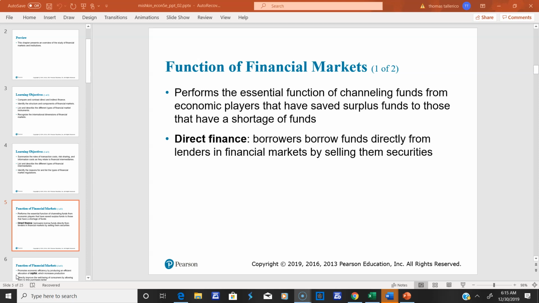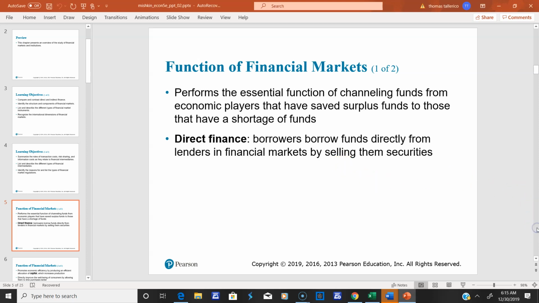This is part 1 of chapter 2. I just want to make a quick video to go over some of these slides. There are two different terms: one is called direct finance and the other is called indirect finance. Direct finance simply refers to when you're borrowing funds directly from lenders in financial markets, such as buying bonds directly from a company, or that type of stuff.